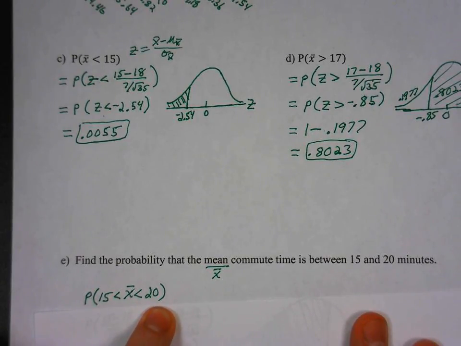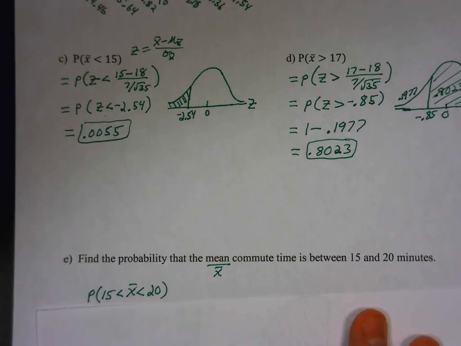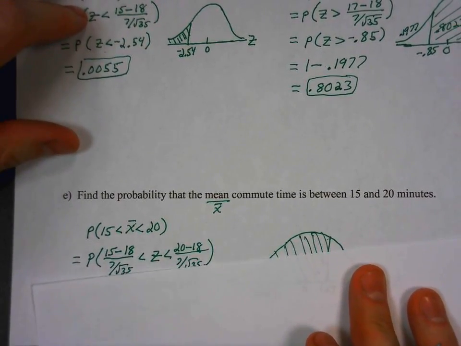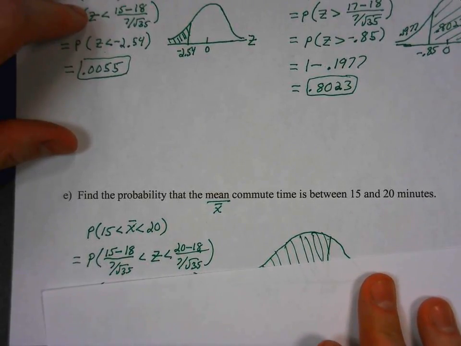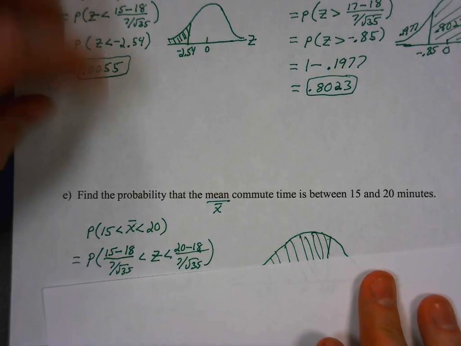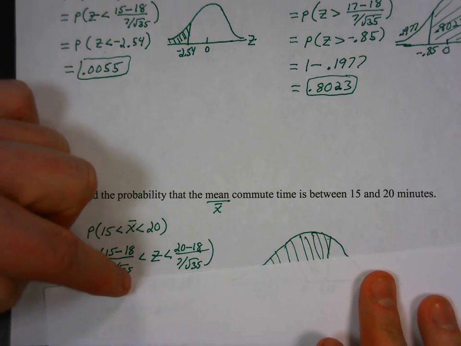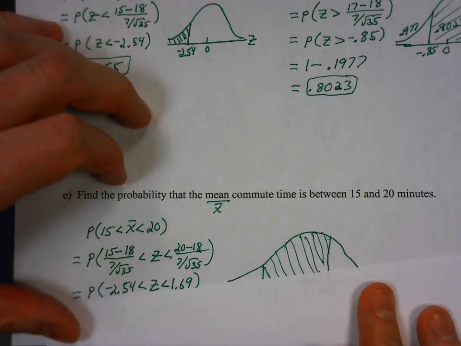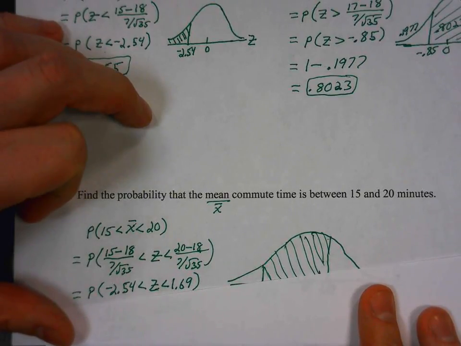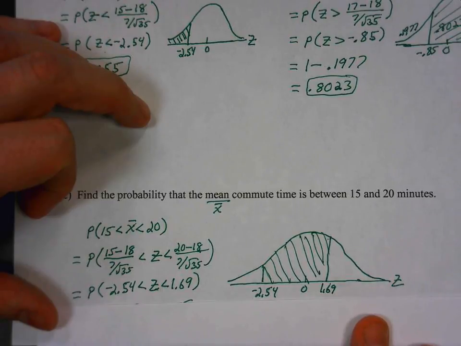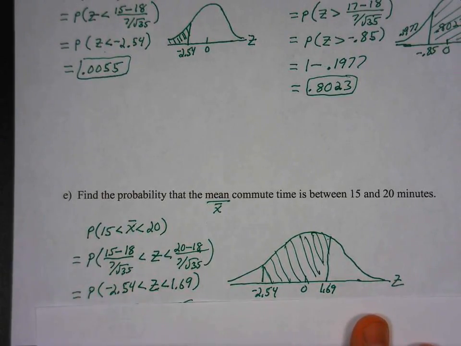Okay, so when you do that, the z-scores that you get, and again, if you need to pause the video, go ahead. That's showing you the work for it. You have x bar minus mu of x bar over sigma divided by the square root of n. The z-scores you get were negative 2.54 and 1.69. On the diagram, that's how you shade it. You're between those two z-scores.